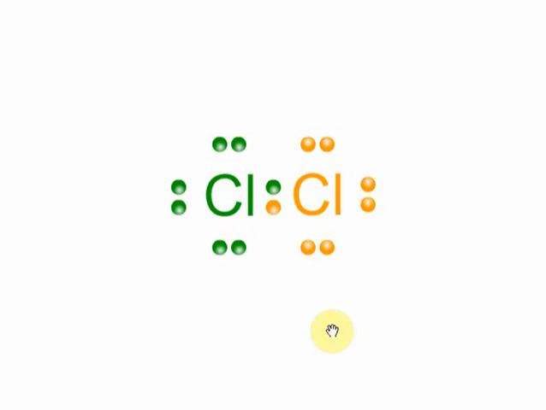This is the Lewis structure of the chlorine molecule. As you can see, 7 electrons belong to this chlorine atom and these 7 electrons belong to this chlorine atom. Each chlorine atom will share one of its electrons with the other atom. So now if we count individually, there are 8 electrons belonging to each chlorine atom, since these two are shared by both the atoms.